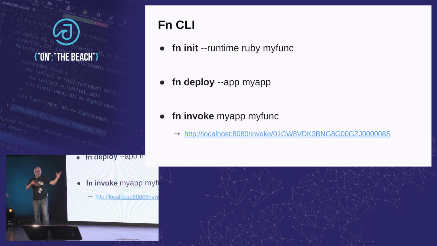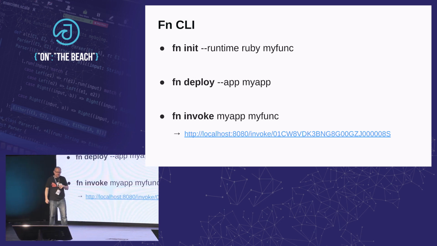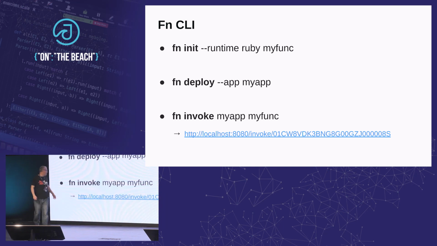Now, you can get that boilerplate code from the CLI, and you do fn init --runtime, Ruby in this case, there are others, and you give it a function name. Then you deploy the function into an app, which is really kind of like a namespace for functions. And then you can invoke it either using the command line or this ultra-memorable and friendly URL.